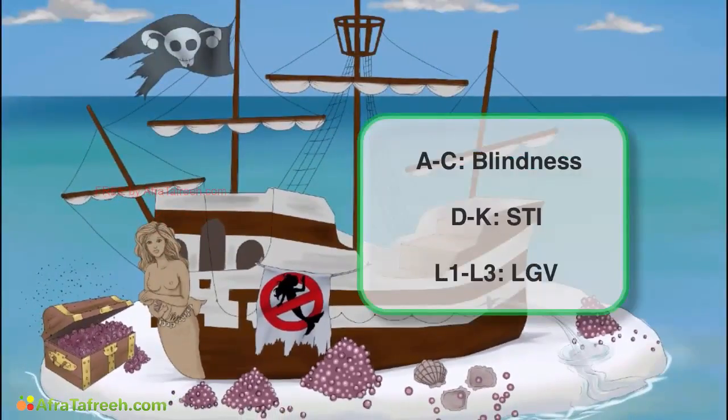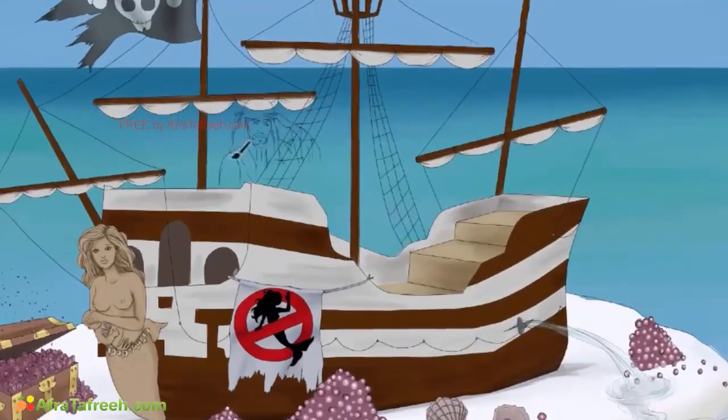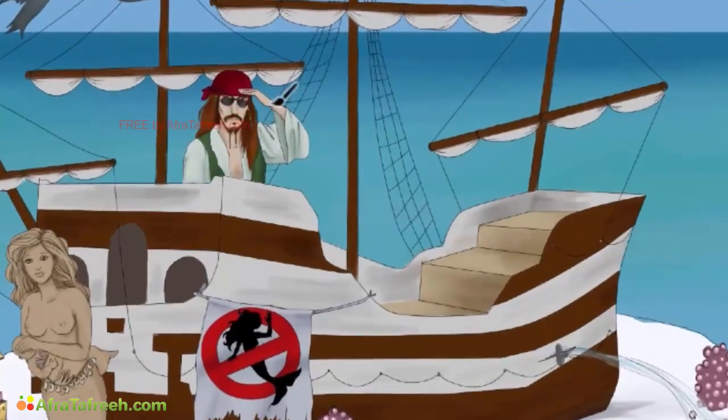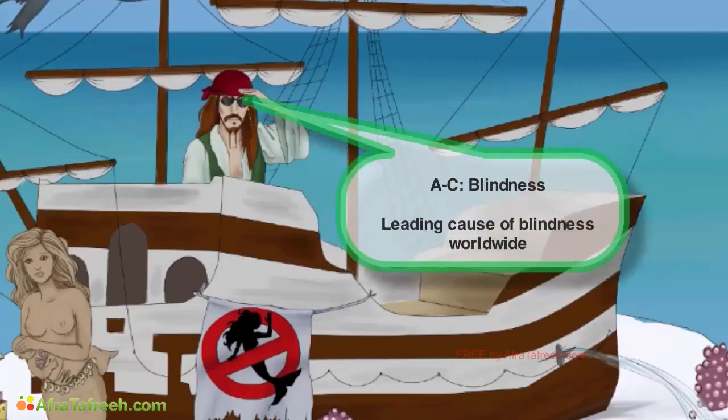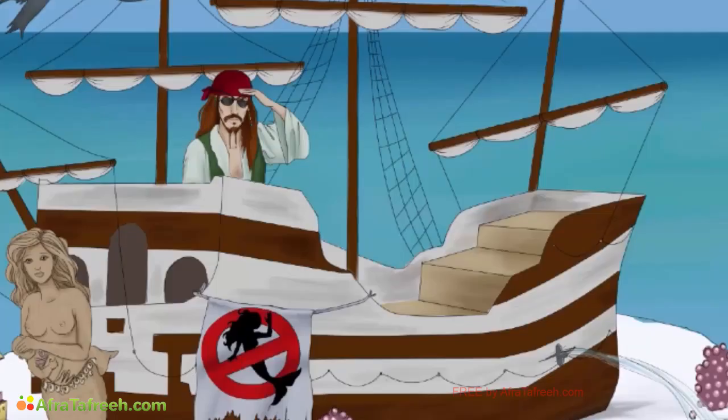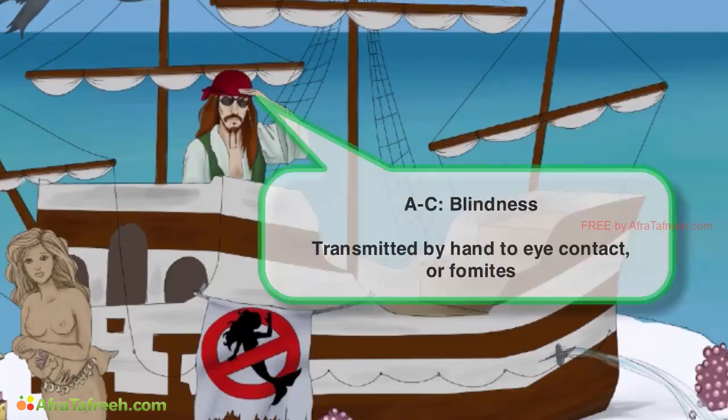Okay, let's move on to our next subset of serovars, A through C, and this is associated with the disease trachoma. Trachoma is the leading cause of blindness in the whole world. You can remember the serovars are A, B, C, as in you see with your eyes. And we'll have trachoma be symbolized by our captain. You can see that he doesn't only have one eye patch, he actually has 2. Those aren't sunglasses. And these are to symbolize blindness. And since he's the captain, he's the leader. So he's the leading cause of blindness worldwide. And we have one of his hands up, shielding the sun from his eye to symbolize the transmission. It's actually hand-to-eye contact.